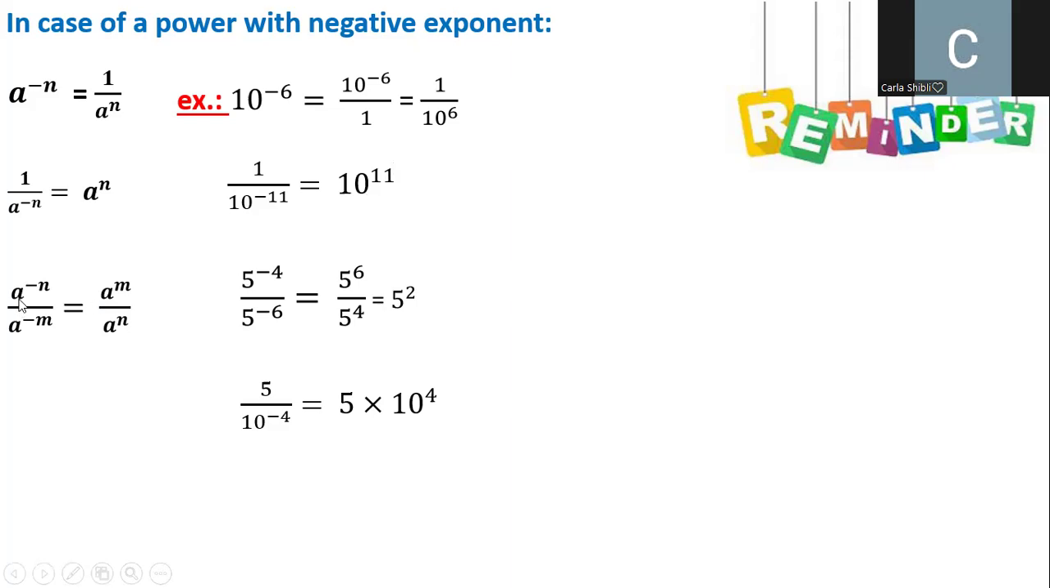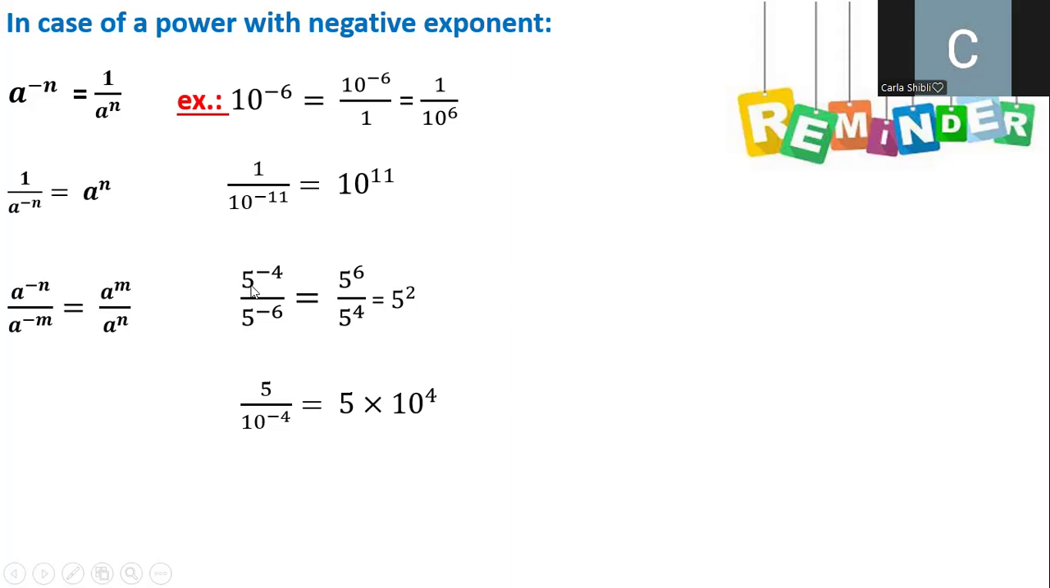The last rule, a to the power minus n over a to the power minus m. Here in the numerator, I have a to the power minus n. I take it to the denominator, it becomes positive. The denominator, a to the power minus m, I take it to the numerator, it becomes a to the power m over a to the power n.